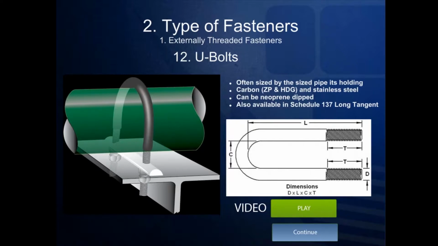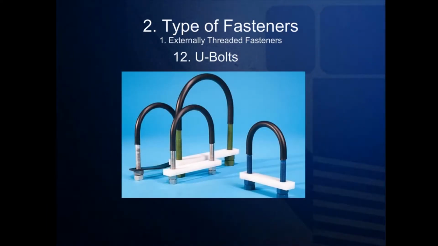In addition to the standard patterns, they are also available in longer lengths, called Schedule 137 or long tangent patterns. Click on the link below to watch a video of how Portland Bolt makes large diameter U-bolts. Some U-bolts can be dipped in neoprene to give a better grip to the pipe that it's holding. Other common requirements for U-bolts include that they have 4 nuts attached, and possibly a backing plate.